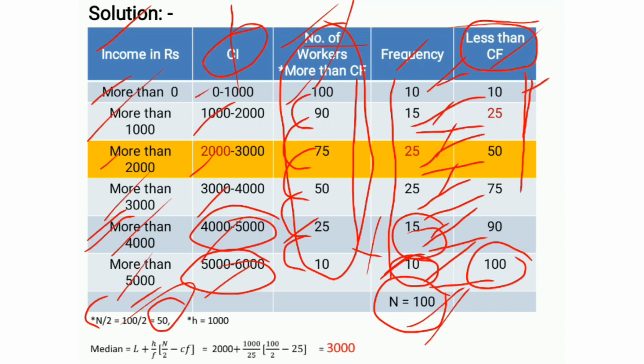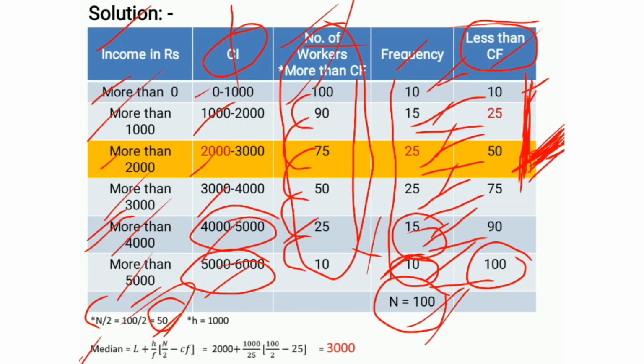10 is obviously not, 25 not, 50. 50 is equivalent to 50. That is why it is highlighted in yellow color. This is your median class. How to identify the median class? The condition says any number in the cumulative frequency which is greater than or equal to n by 2. So this is your median class. After finding the median class, apply the formula.